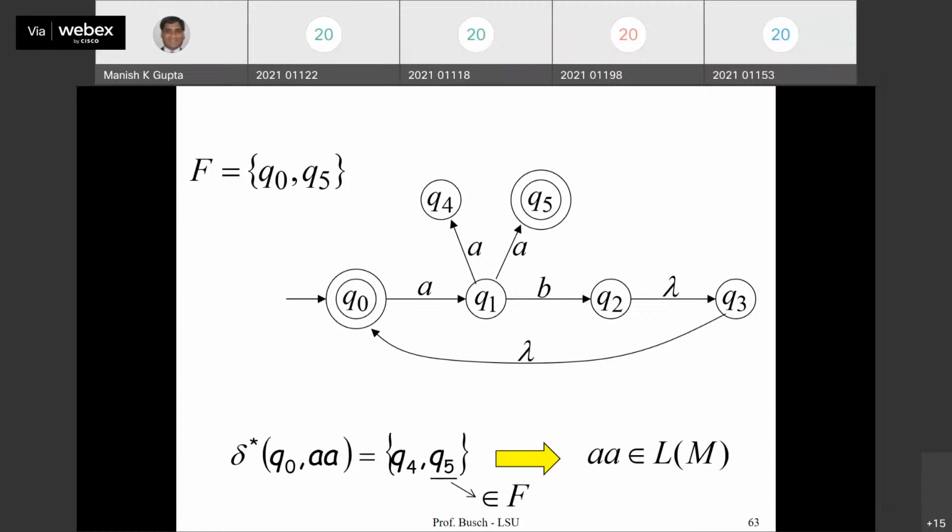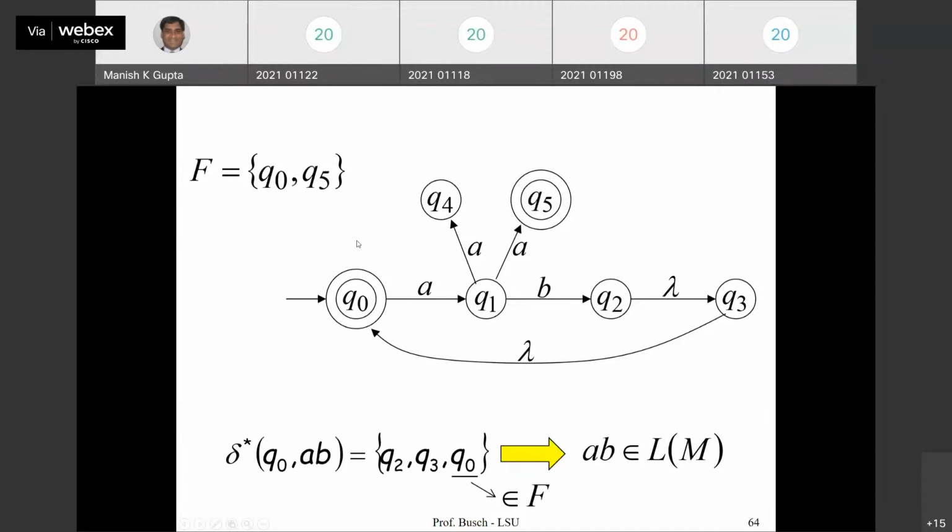Now let us again look at this example. Delta star Q0 AA. Q0 AA will give you Q4, Q5, right? So AA belongs to this language, right? F is the set of accepting states, Q0 and Q5. There are only two accepting states, Q0 and Q5. What about delta star Q0 AB? A will give you this and B will give you Q2. But then there is a lambda transition, so you will have Q3 and Q0 as well. Right?